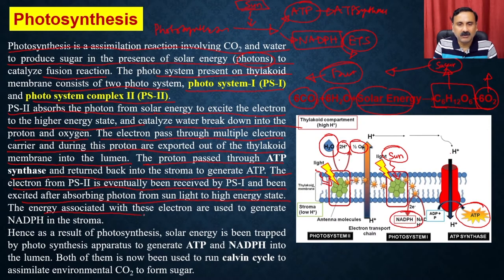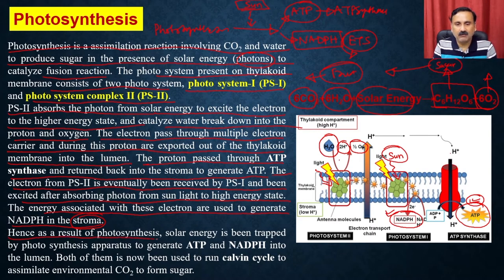The energy associated with these electrons is used to generate the NADPH in the stroma. So in the stroma, you are going to generate two molecules: the NADPH, and also the ATP. Both ATP and NADPH are utilized for the dark reactions.